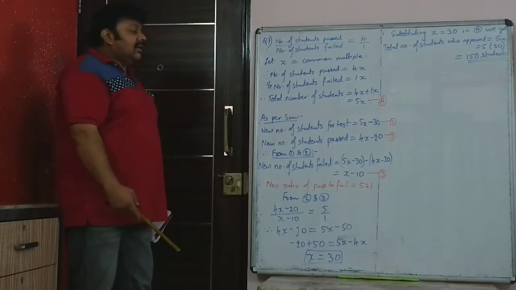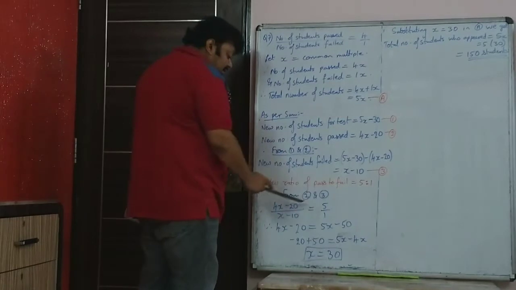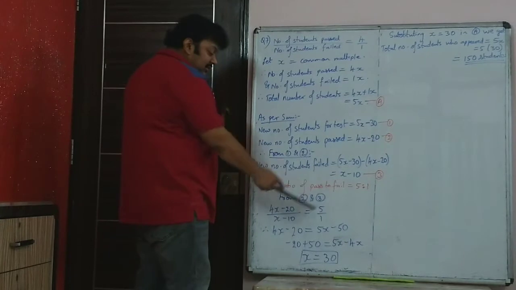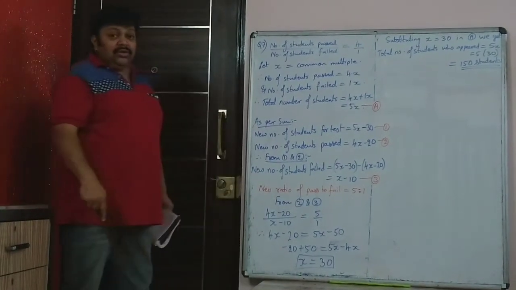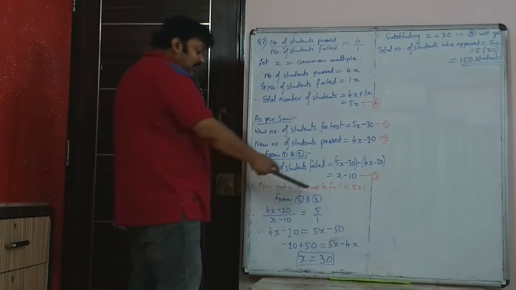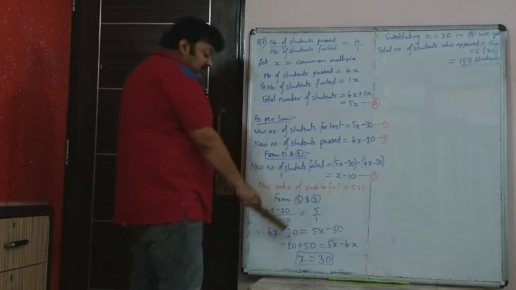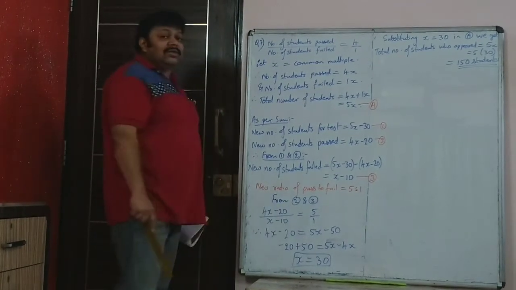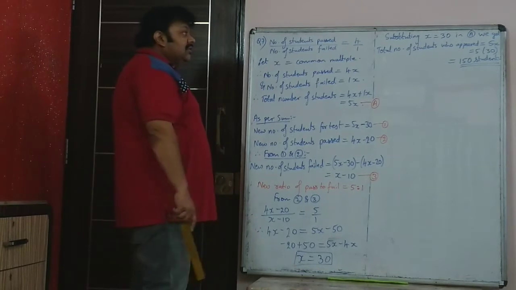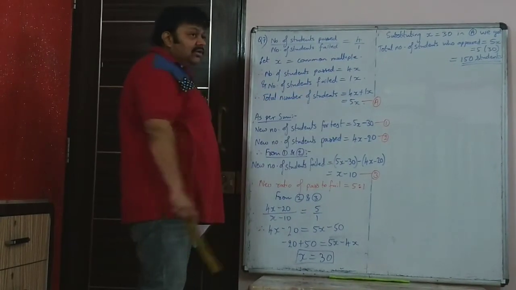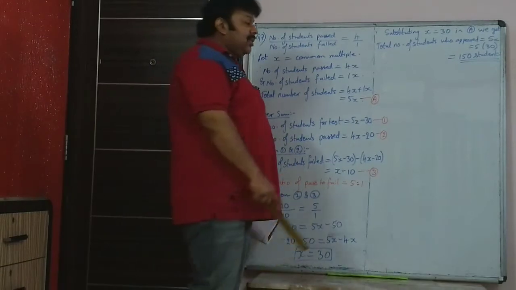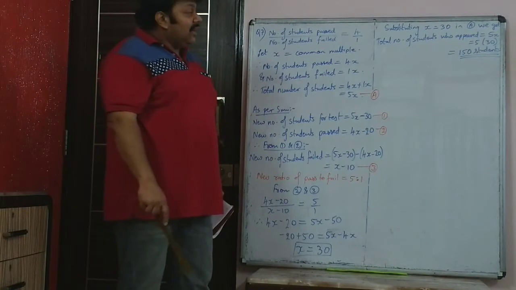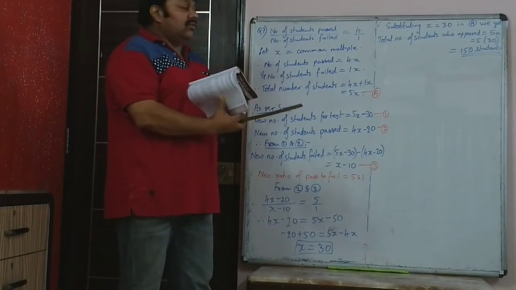Now you are given that the ratio of the students who passed, 4x minus 20, upon the number who failed, that is x minus 10, is 5:1. The new number of students who passed upon the new number of students who failed is 5:1. So this ratio is given. So when we cross multiply, we get x is 30. So once we get x is 30, we substitute here to find how many students appeared. Originally, the total number of students who appeared will be 5x, that is 5 into 30 or 150 students.